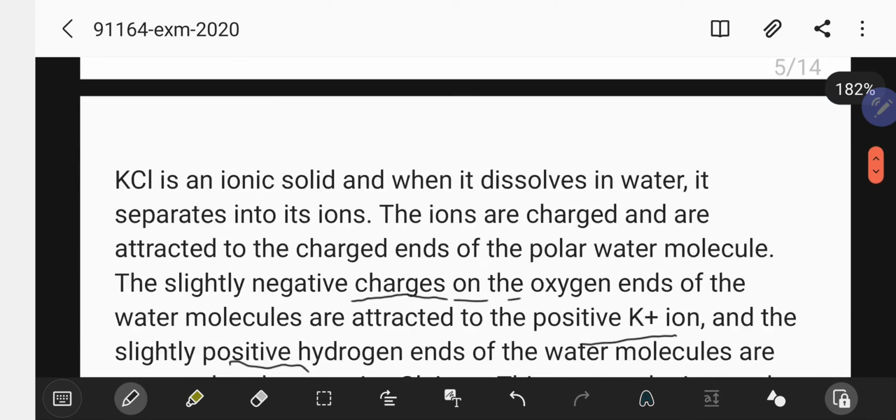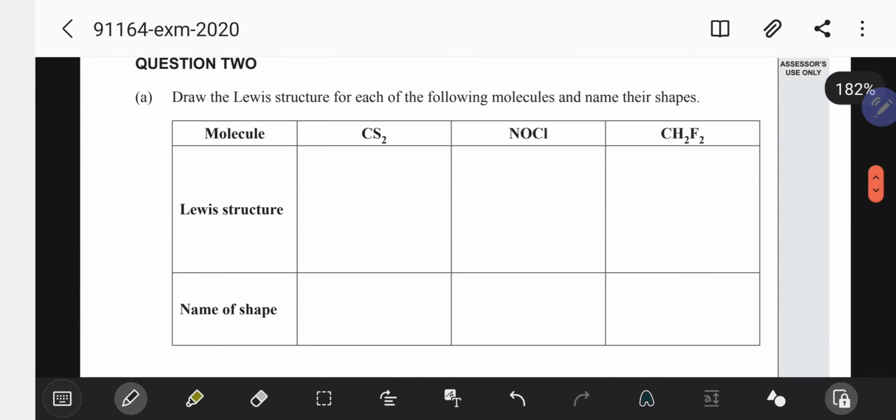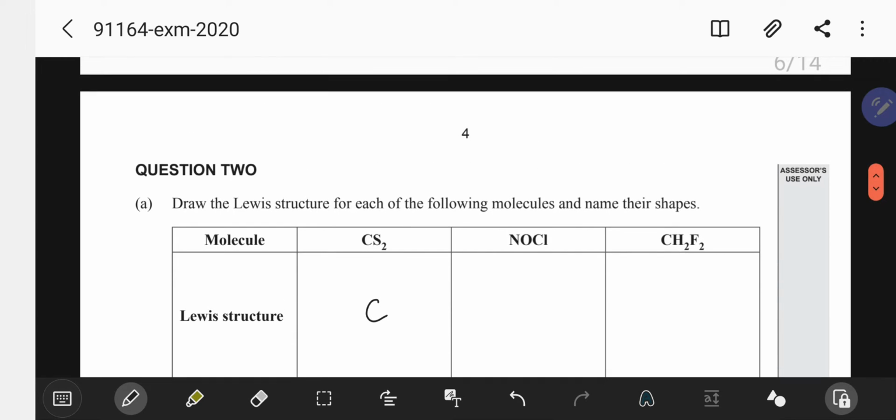Moving on to the next question. Draw the Lewis structure and name their shapes. So for CS2, the carbon is going to be in the middle because carbon has 4 valence electrons, so it wants four bonds to gain a full outer shell, I guess.